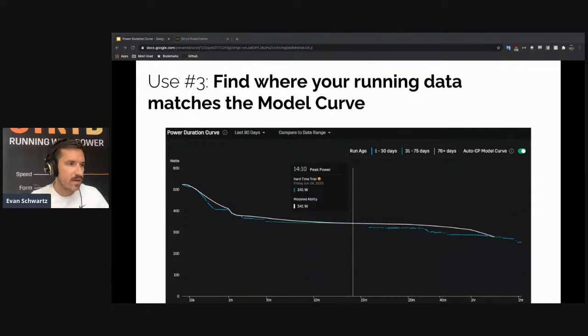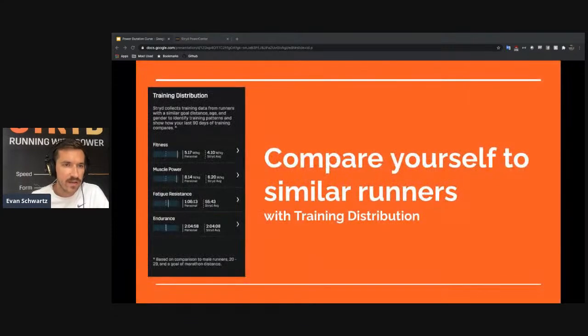It's important to understand the difference between having room for improvement and understanding where your power duration curve actually meets the modeled curve. There are a couple other layers that I want to talk about now to the power duration curve. And the next layer is training distribution. So this is the chart that you can find to the right-hand side in your Stryd.com/PowerCenter power duration curve.